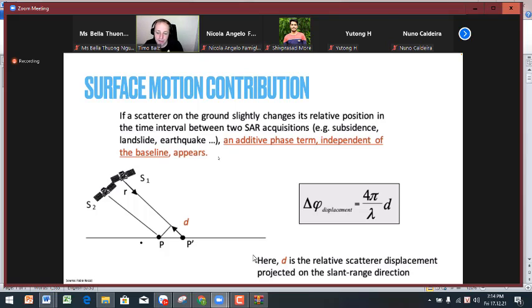won't have a surface motion contribution. Nothing to worry about. But if they have different time, you may have surface motion contribution. And if we're interested in the motion, we want to remove or reduce the influence of the topography. And we want to get rid of that and only look at motion. So we will think about how to do that.